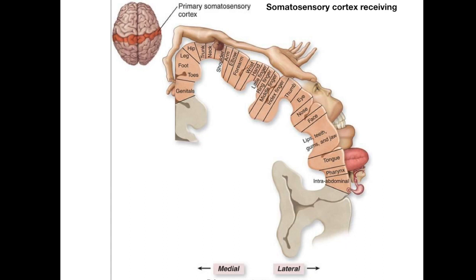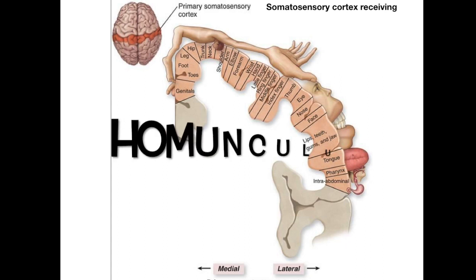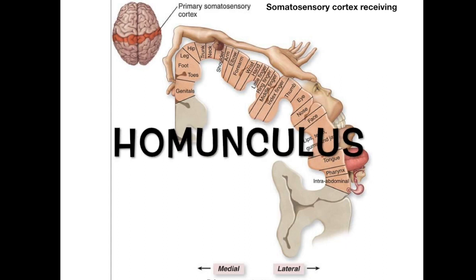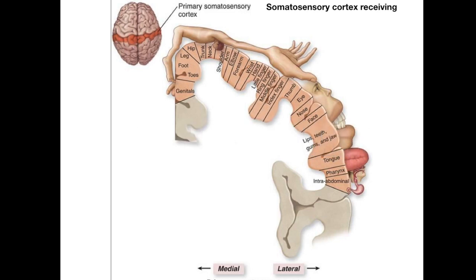This map of your body within the primary somatosensory cortex is referred to as the sensory homunculus. The distortion of body parts evident here is because of the density of receptors in those locations, and so you have more neurons devoted to analyzing sensation from your hands and your lips and your tongue than you do on, say, the skin of your back.